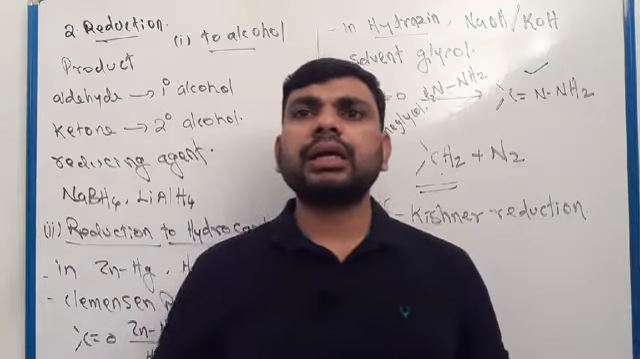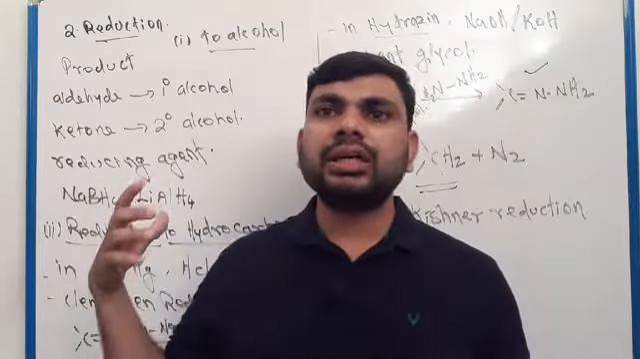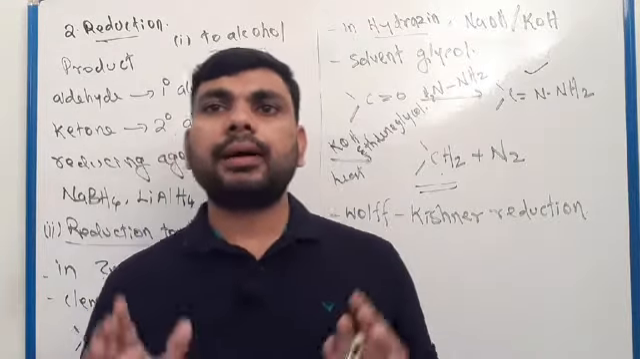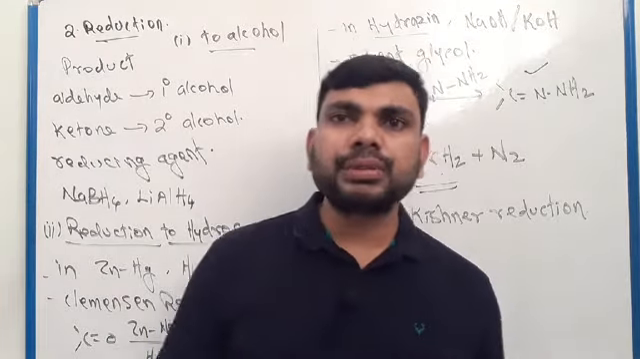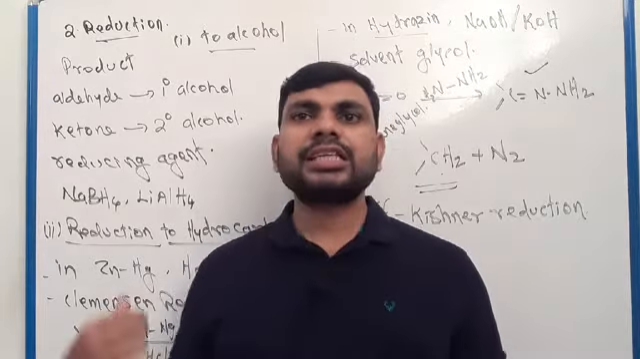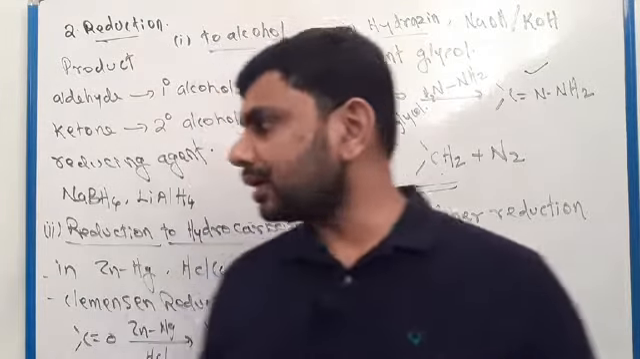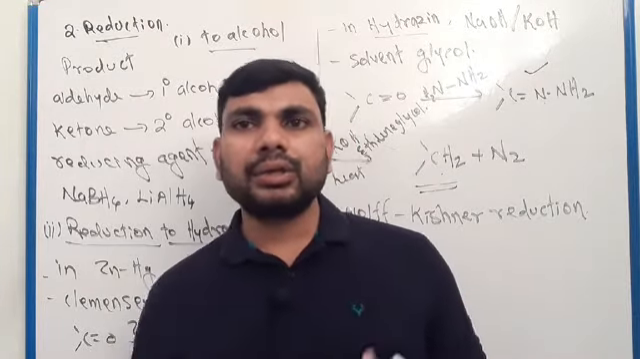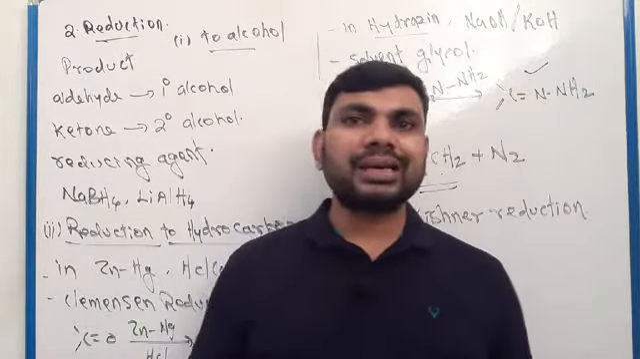So here we are talking about chemical reactions of aldehyde or ketone. Here we discussed reduction. Reduction to alcohol: aldehyde or ketone after reduction forms primary or secondary alcohol, with NaBH4 or LiAlH4 used as reducing agent. Next we discuss reduction to hydrocarbon. First one Clemmensen reduction, with zinc amalgam and HCl used as reagent. Next we discuss Wolff-Kishner reduction.